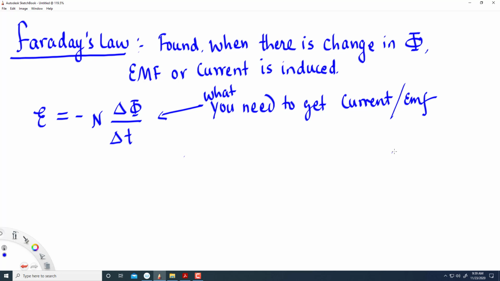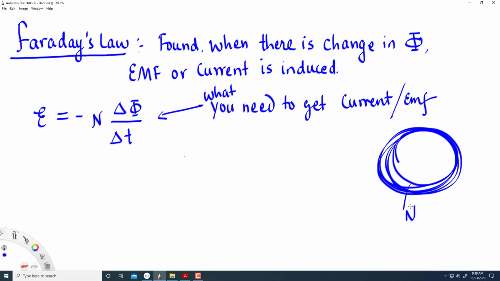So this n is the number of turns in the loop. Okay, you have a loop like this. How many turns you have? That's the n. For example, in this case, I have 1 turn, so n is 1. You can have more number of loops for other cases. And we know that in this case, phi is defined as BA cosine theta.